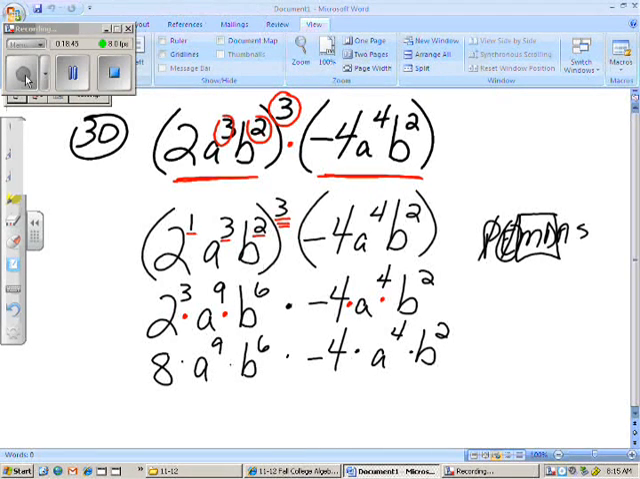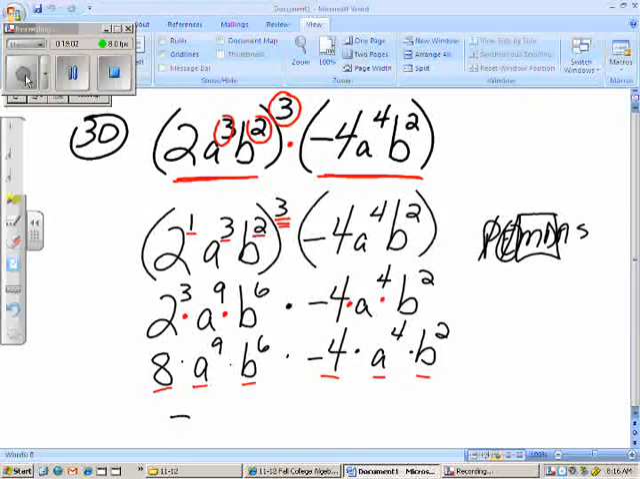Okay, now I'm done with my exponents. Now we move on to multiplication. I'm going to look at my numbers, my integers, and multiply them. Then I'm going to multiply my a's, and then I'm going to multiply my b's, and we'll have a final answer. So 8 times negative 4.